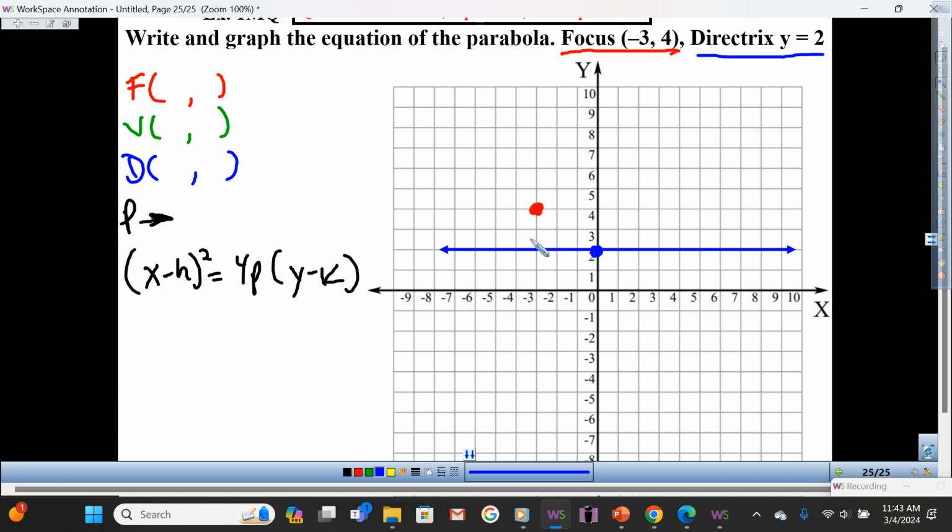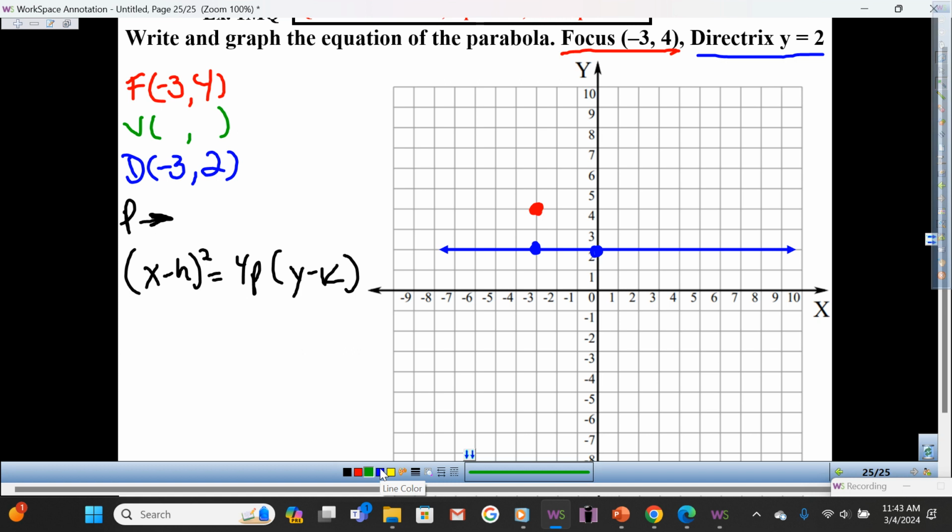Before the vertex, we need a point on the directrix: (-3, 2). That is correct. (-3, 2). Our focus was (-3, 4). Okay. So now we need our vertex. Tell your neighbor the vertex that you got for that one. Then we'll have Maya enlighten us. Vertex for that one. What is our vertex?